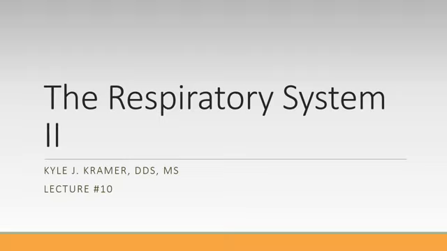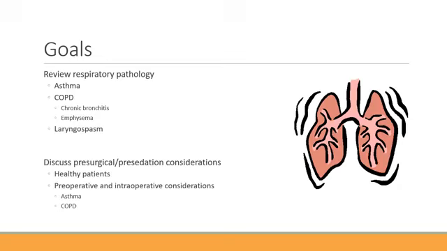Today's lecture we will cover the respiratory system part 2. Today's goals: we will review respiratory pathology, we'll take an in-depth look at asthma, we'll look at the two chronic obstructive pulmonary disease categories, both chronic bronchitis and emphysema. We'll also discuss what a laryngospasm is and how to identify and manage that.